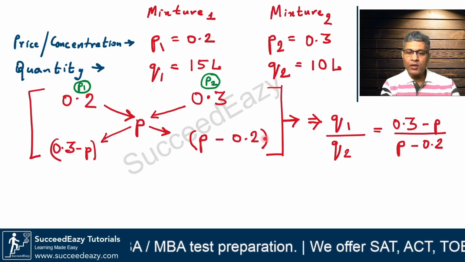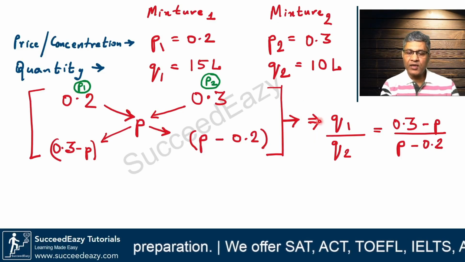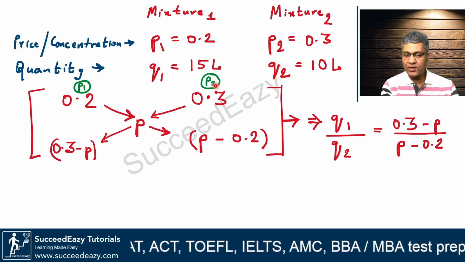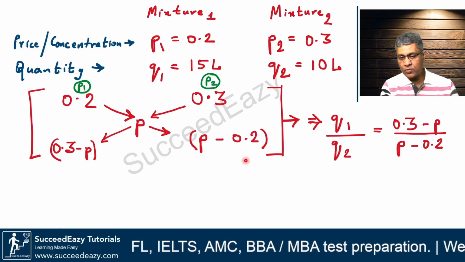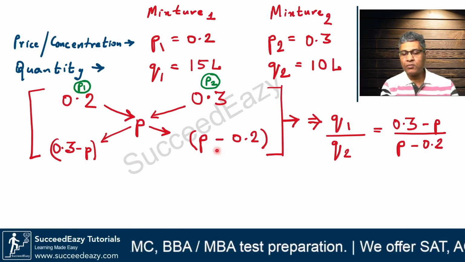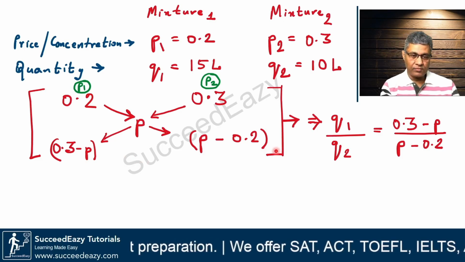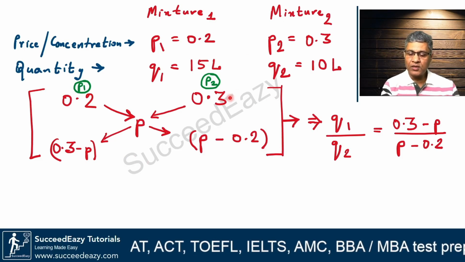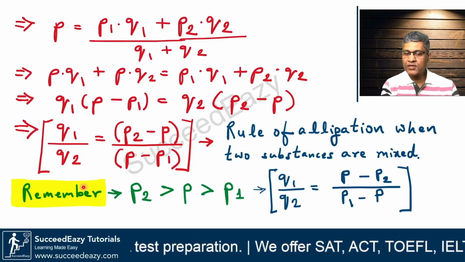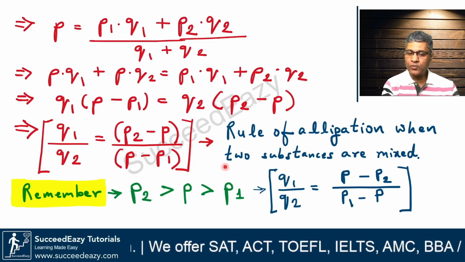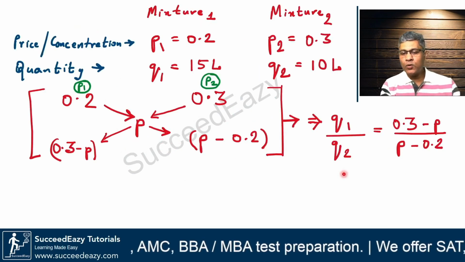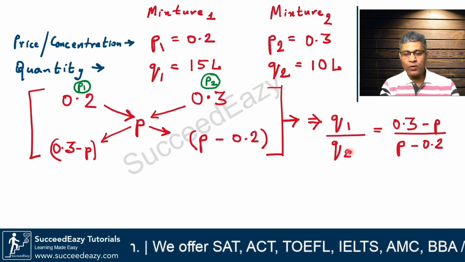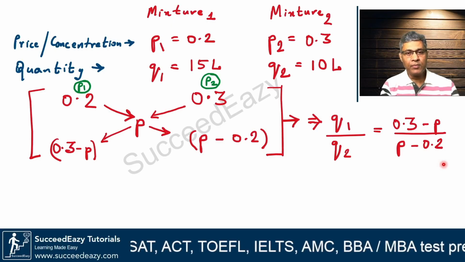The method of alligation clearly says that Q1 upon Q2, whatever this ratio is, you have taken P1 first and P2 second, so this will be Q1, this will be Q2, so the Q1 upon Q2 ratio would be 0.3 minus P divided by P minus 0.2. Here, this is a visual method. If you don't want to use this method, then you can straight away use the formula. It is absolutely the same thing. I hope you can relate to that. So what we get is Q1 upon Q2 equals 0.3 minus P divided by P minus 0.2.